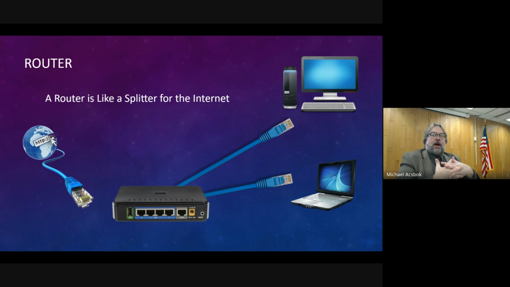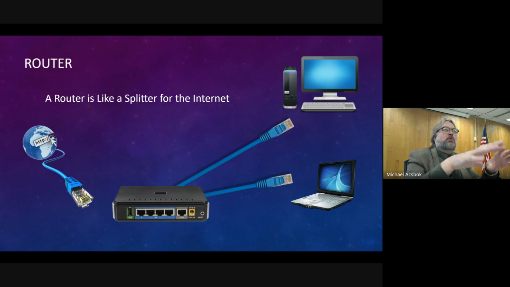Computers don't work that way, because if you had 5 computers all hooked up to the internet, and one computer said, I want to look at the CNN website, then all the computers in the house would show the CNN website, and that's not going to work. So a router is like a more intelligent splitter for the internet. It keeps track of each computer separately. It gives it a unique number.